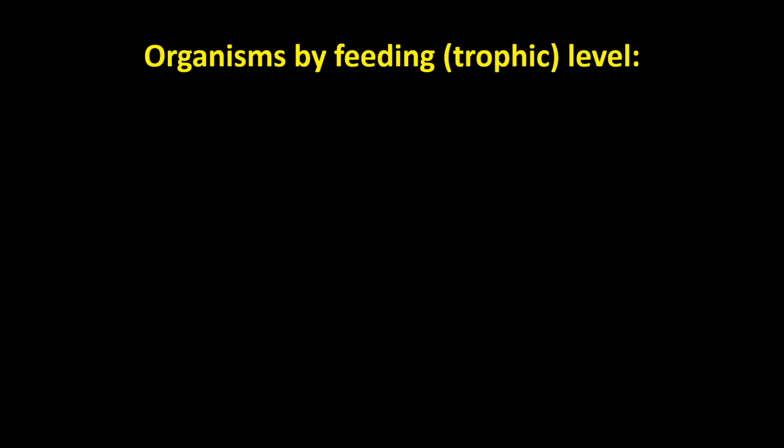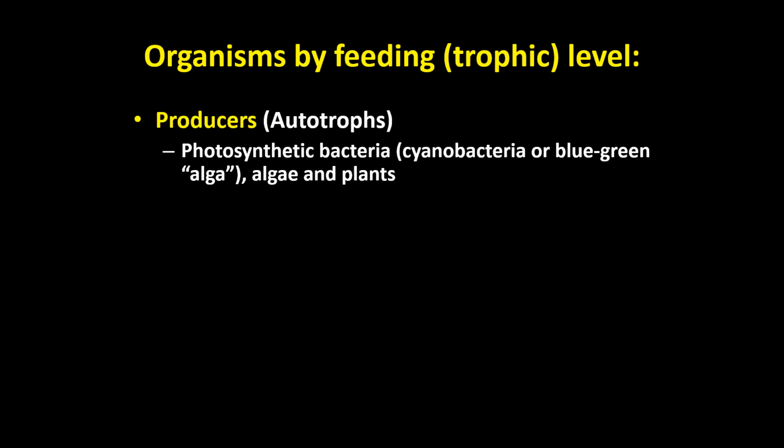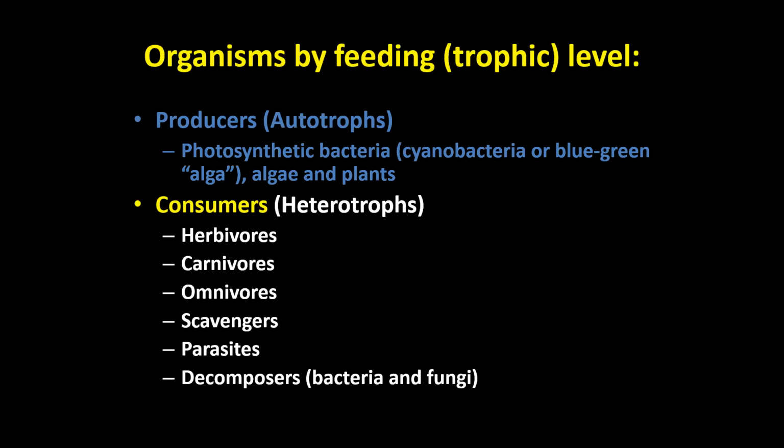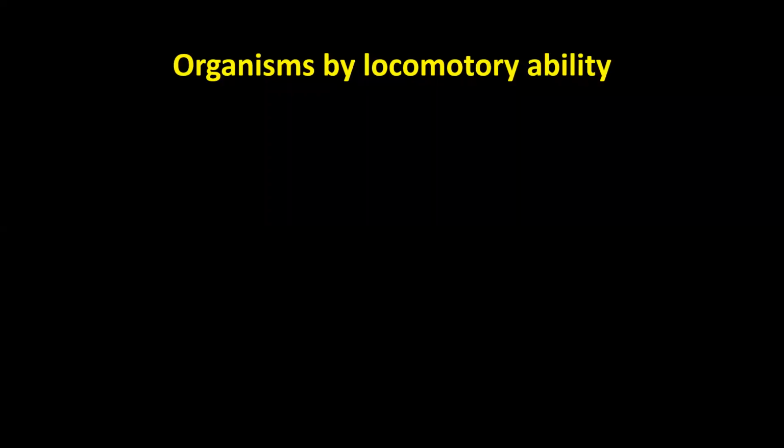So we can look at feeding levels of organisms. This is called trophic levels, and they can be called producers or autotrophs if you get a little bit more technical. And these are photosynthetic bacteria such as cyanobacteria, which are often called blue-green algae, but they're not algae. Then there's the true algae and plants. So these are the producers. Then you have the consumers, or the heterotrophs, and these include all the various subdivisions of consumers: the herbivores, carnivores, omnivores, scavengers, parasites, and the decomposers, especially bacteria and fungi, but also other organisms help break up the material and can be called decomposers as well.